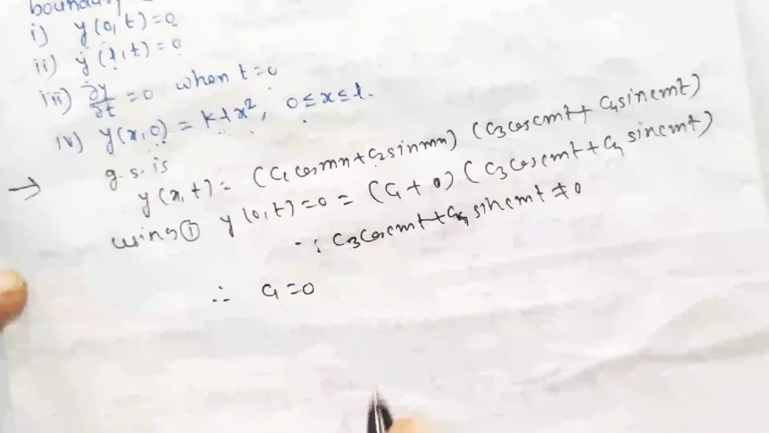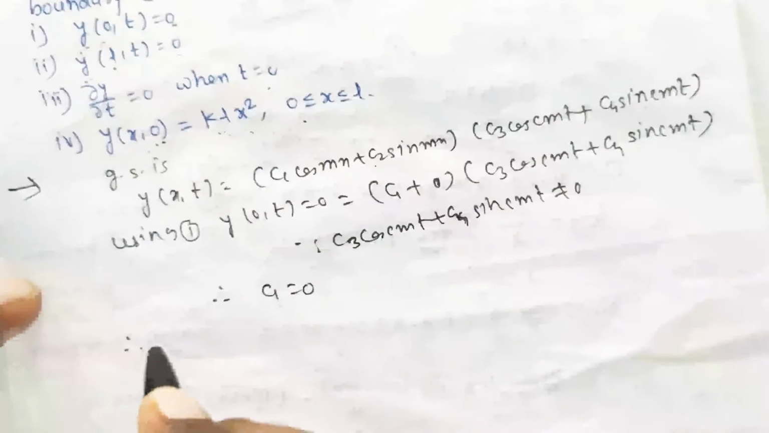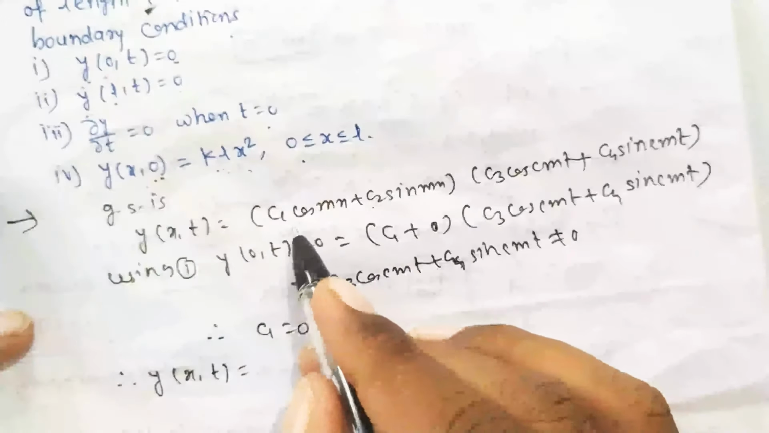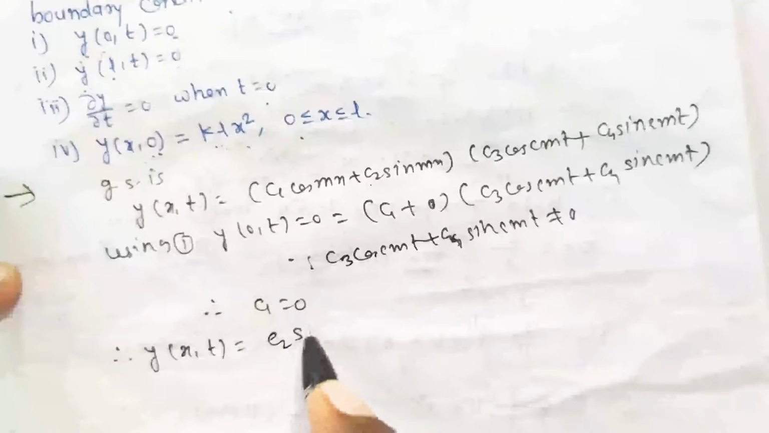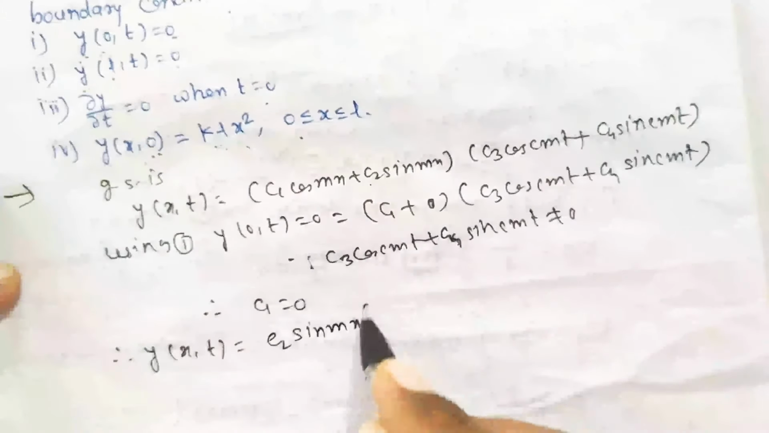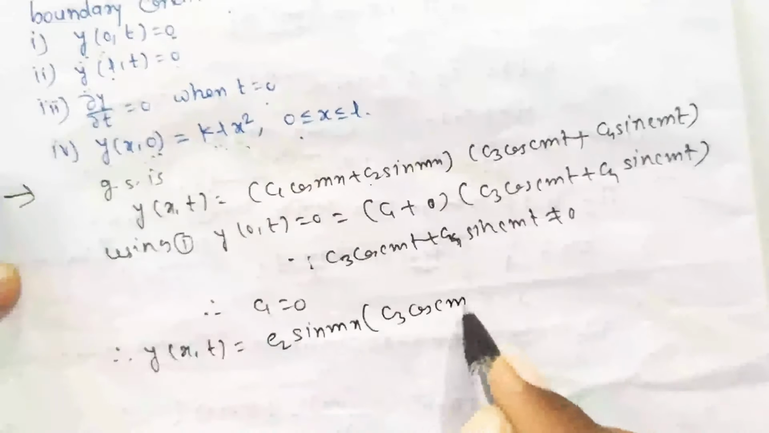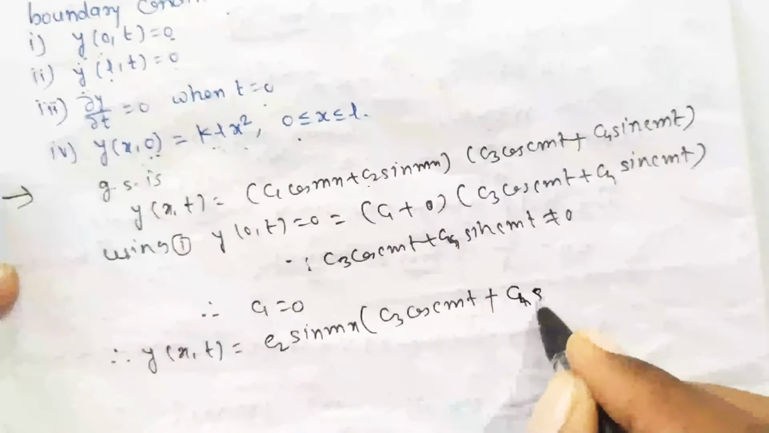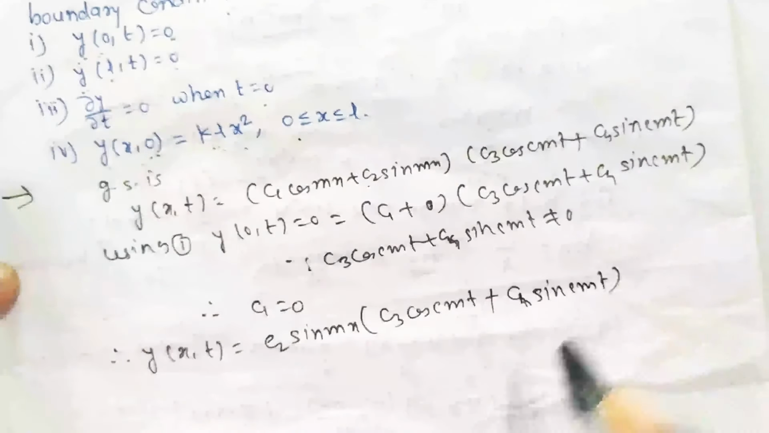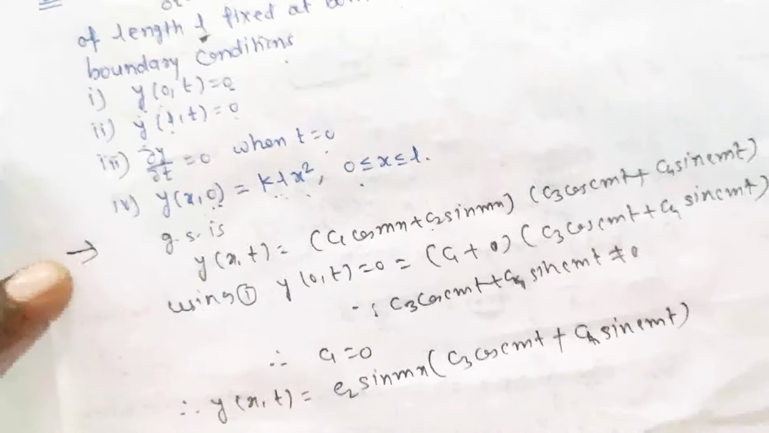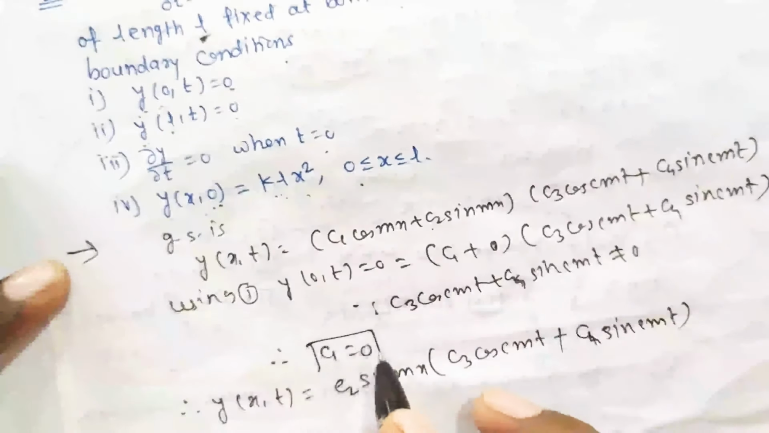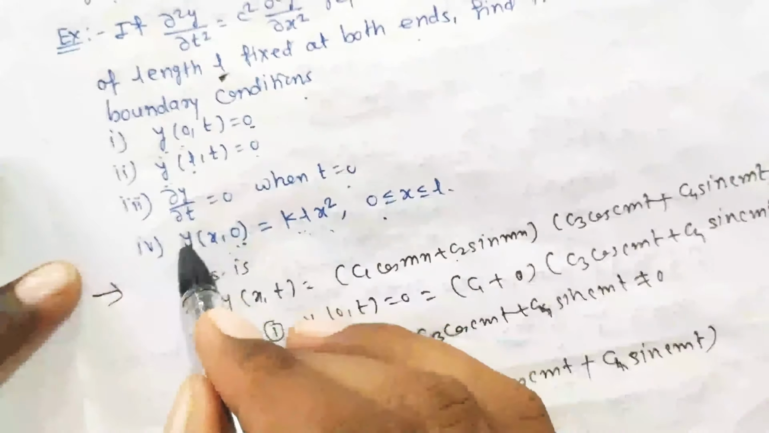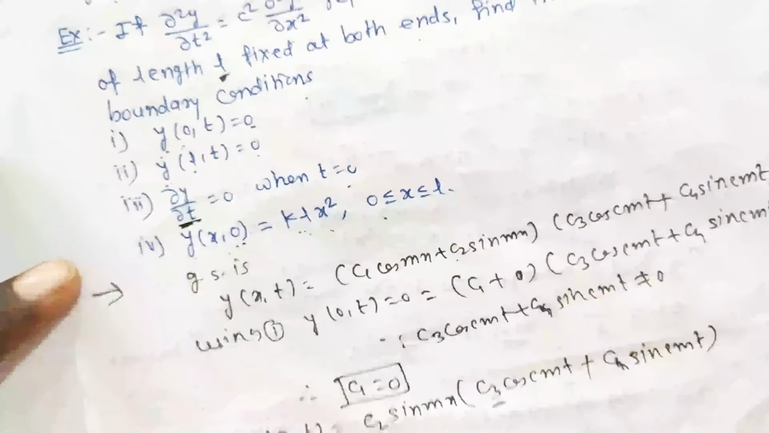Now that we have c1 = 0, put it in y, and the solution of the given wave equation is y(x,t) = c2 sin mx (c3 cos cmt + c4 sin cmt). After this, our next target is c3. So how do we find the constant c3? For that we have to use the velocity condition.